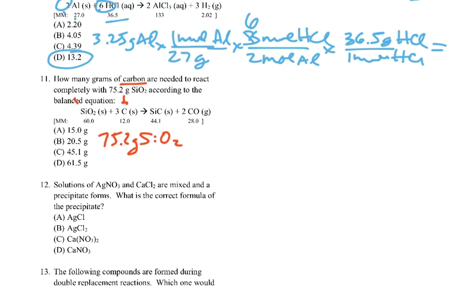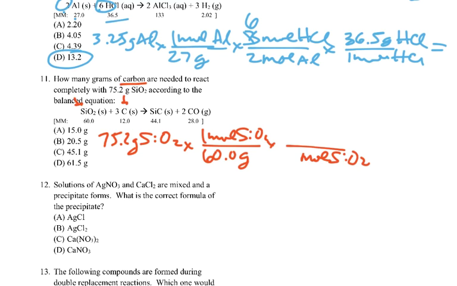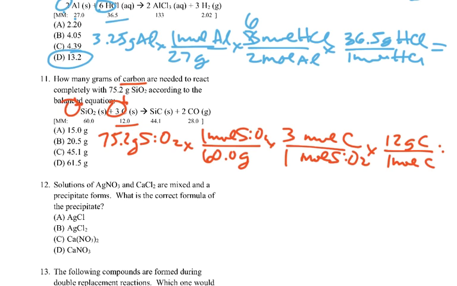Okay, so I'm going to use that chemical and that chemical. Okay, so SiO2 60 grams for 1 mole of SiO2. Okay, then I'm going to use my mole to mole. So moles of SiO2 to moles of carbon. So this 3 and this is a 1. And lastly, I want to go back to grams of carbon. So for every 1 mole of carbon, that is 12 grams of carbon. And I need to work it out. And when I put it in my calculator, I get 45.1 grams of carbon.